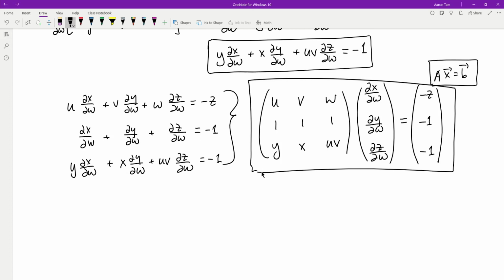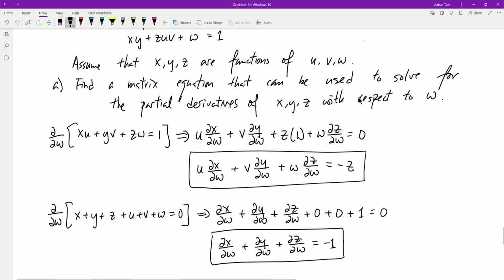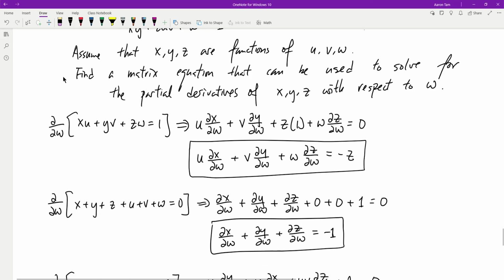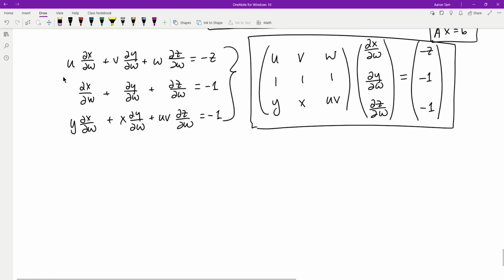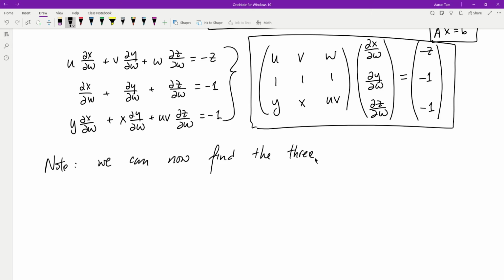Now, what if I ask you to solve for this? How would you go about doing that? Well, because we have a matrix, we can actually solve for it by doing the following. I don't really anticipate actually asking you to do this, but I do want to talk about it since now we have the topic. So note, we can now find the three partial derivatives in this case.